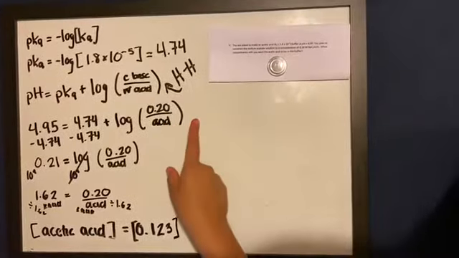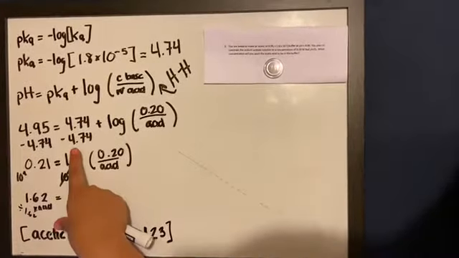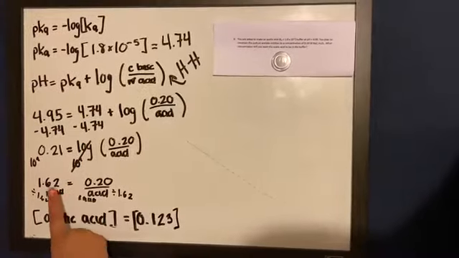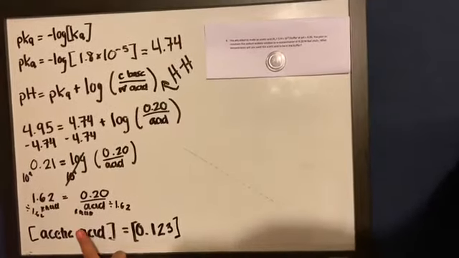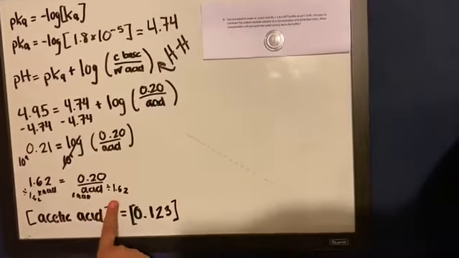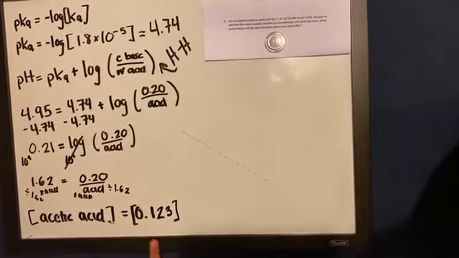So after subtracting it by the pKa and putting it to the 10 to get rid of the log and dividing out, we get our acetic acid to be 0.123.